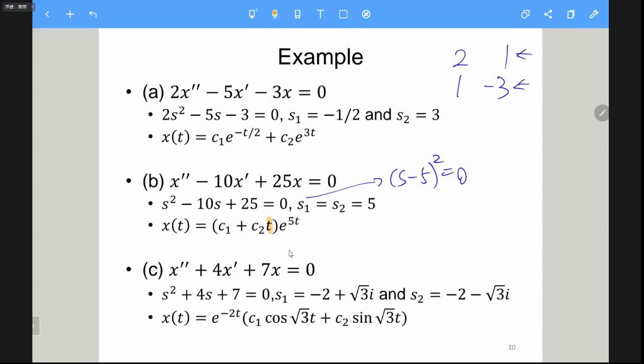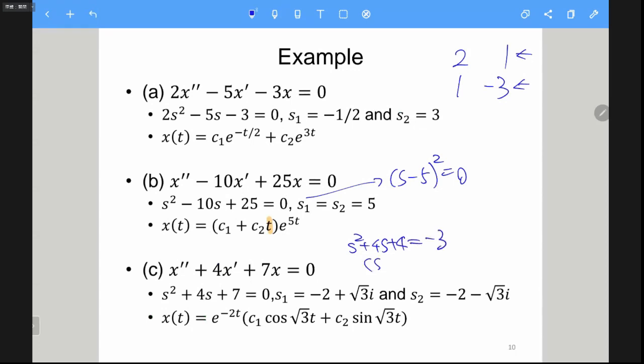For the third case, x double prime plus 4x prime plus 7x equals 0. So we have s squared plus 4s plus 7 equals 0, like this. You can still complete the square to get s squared plus 4s plus 4 equals negative 3.